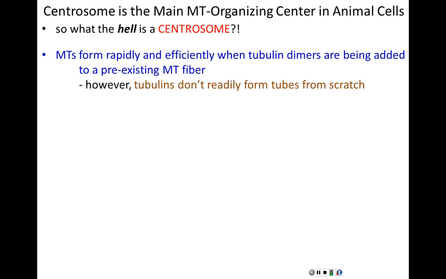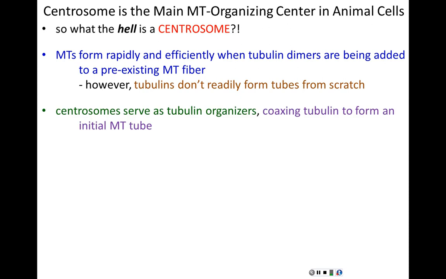However, tubulins don't really like being fibers. And so, when trying to start a microtubule from scratch, it's a very, very hard thing to do. Tubulins will join an already existing microtubule fiber quite readily, but tubulins won't assemble into that fiber on their own. So all centrosomes really do is serve as tubulin organizers. Centrosomes coax initial tubulin dimers into forming that protofilament, into forming that initial short microtubule.